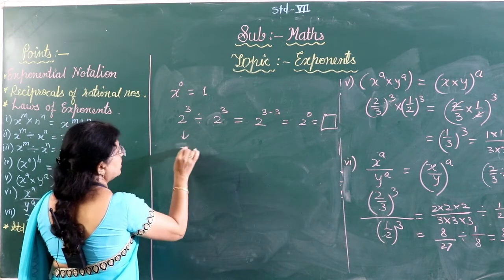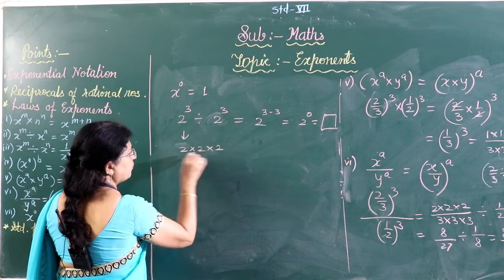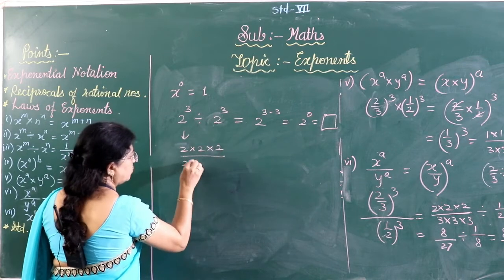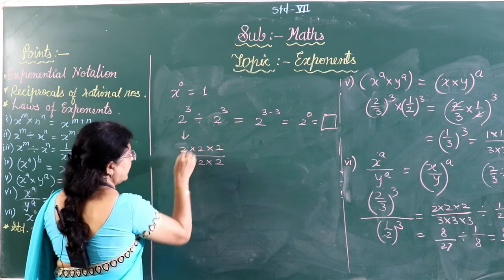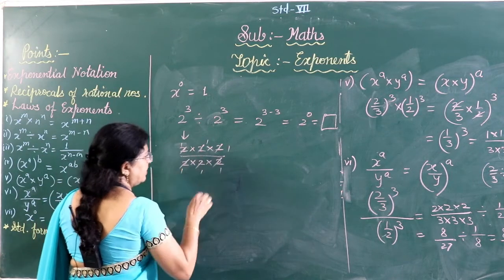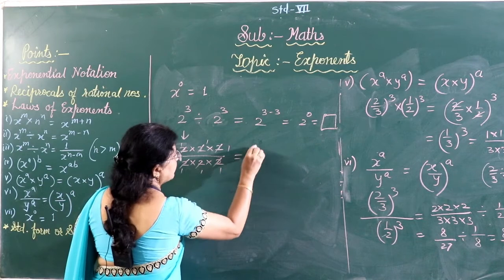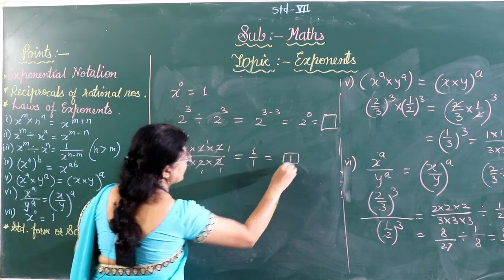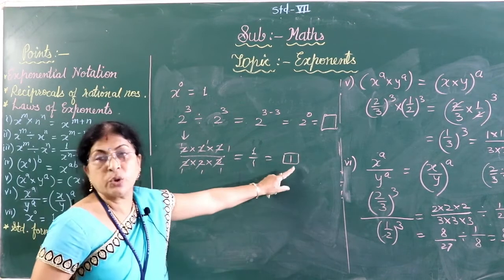2 raised to 3 means 2 into 2 into 2, divided by again 2 raised to 3, 2 into 2 into 2. Everything gets cancelled. So here we will write 1, and the answer is 1 upon 1, which means 1. By the usual method also we get its value 1.